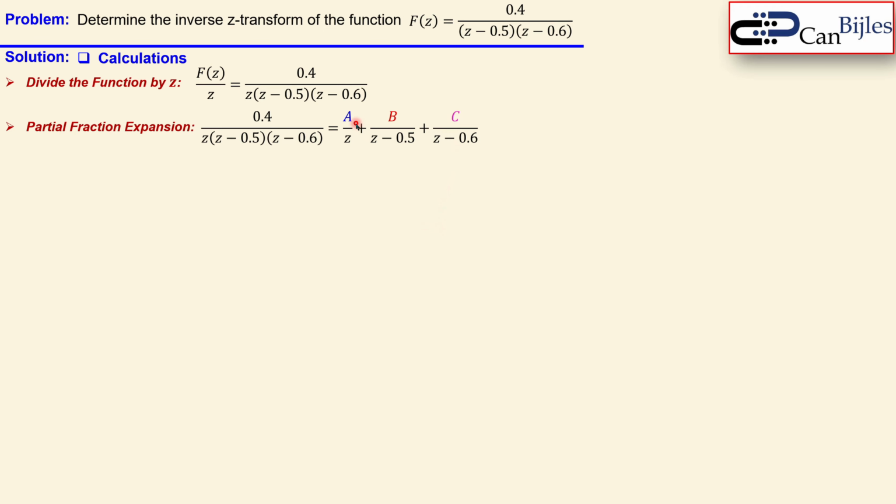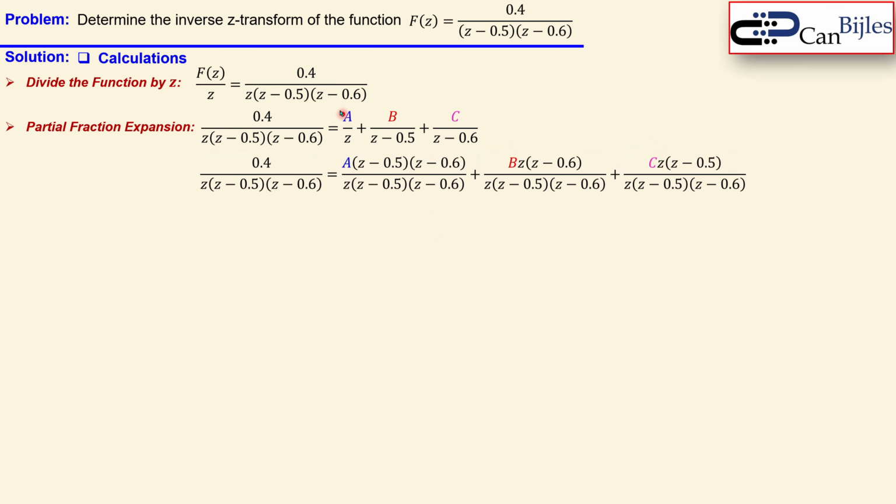So we will now determine a, b and c, those coefficients. We will now take these 3 fractions into one fraction by making the denominators the same. In order to do that, we can multiply the a by (z minus 0.5) times (z minus 0.6). That's shown here, so they have now the same denominator. That's also similar for b and also for c. You can actually see the procedure. Now we can add them up because they have the same denominator.